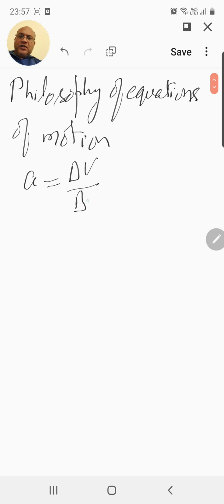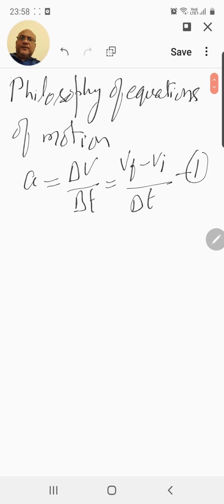Okay, so let me talk about the philosophy of the equations of motion. Let me write first of all the equations of motion here. There is the first equation of motion, which you are very familiar with by now. This is acceleration equals change in velocity divided by change in time, which means a = (Vf - Vi) / Δt. This is equation number one.